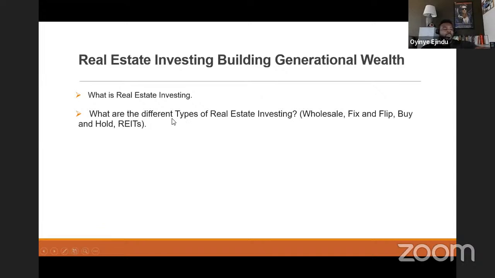Again, your goal and your purpose and your focus should be, how can you generate income by utilizing real estate investing, or how can you increase your net worth by using real estate investing to build yourself a good portfolio. There are steps to becoming a real estate investor.